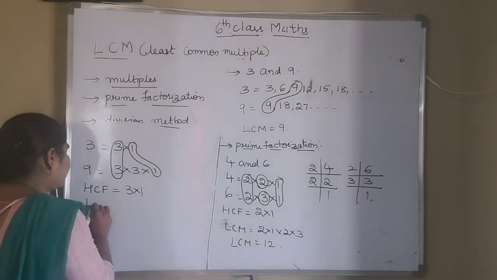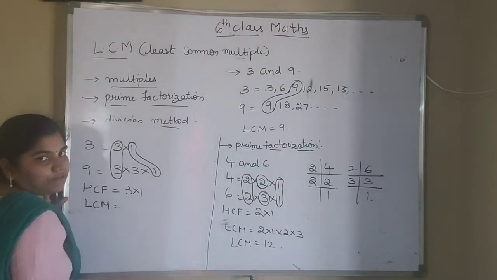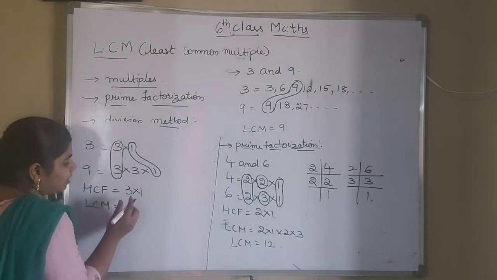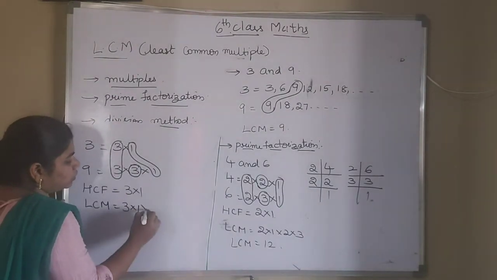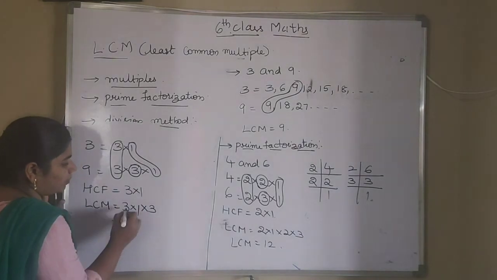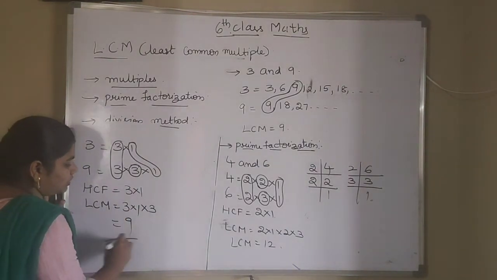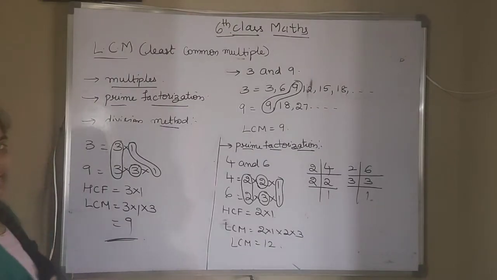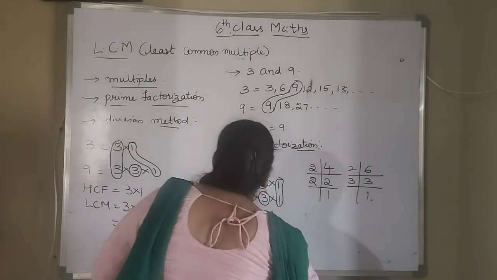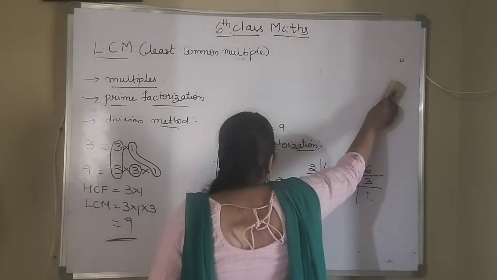Okay, now what I have to find? LCM I have to find. So what is the HCF value? You write here. And what is the remaining number? 3. So into 3. Now you multiply. 3 3s are 9. So LCM you got it as 9. So this is which method? This is prime factorization method. Okay. Next is division method. How to do division method we will see.